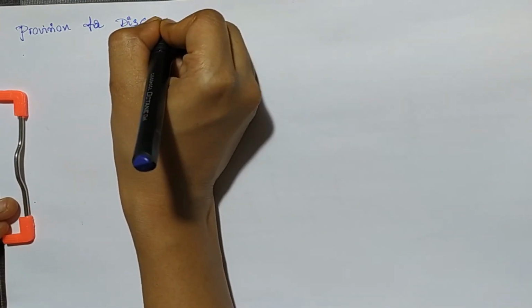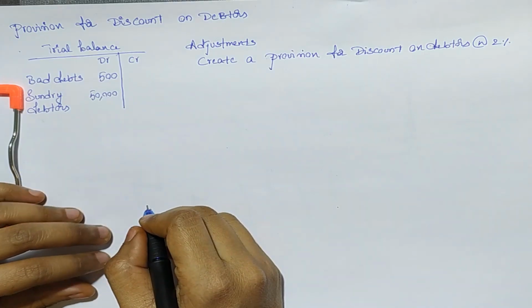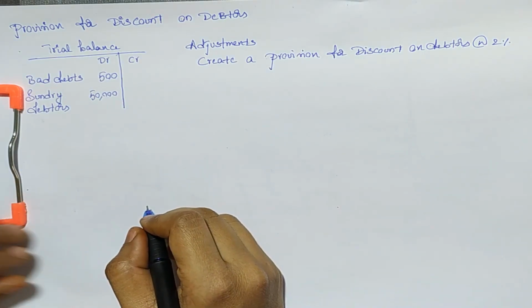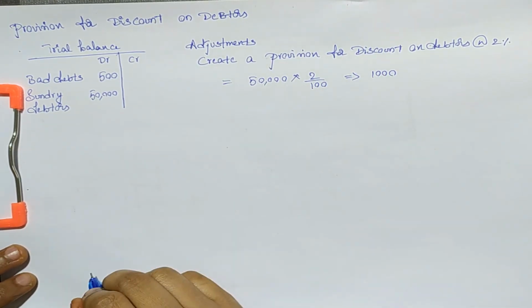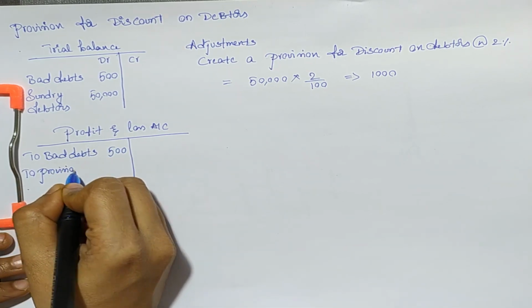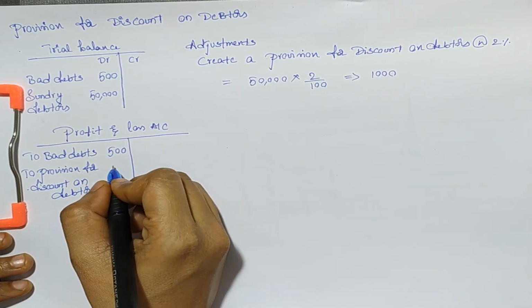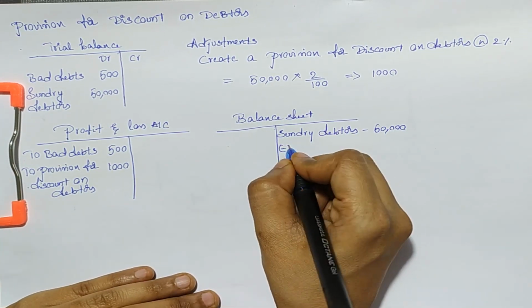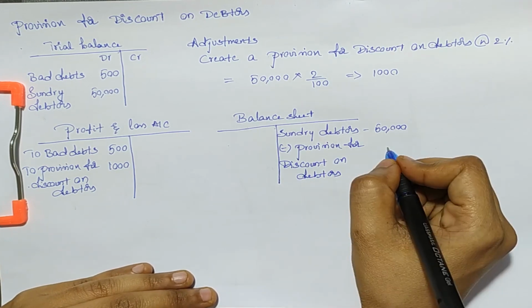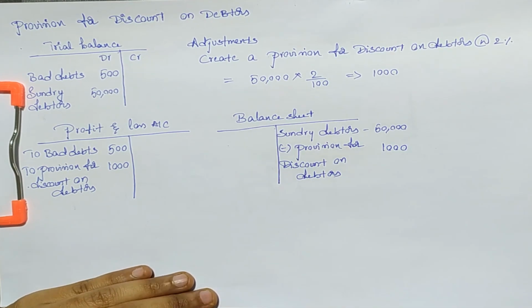Next adjustment is provision for discount on debtors. In the trial balance, we have bad debts and sundry debtors. In the adjustments, they are asking us to create provision for discount on debtors at 2%. Sundry debtors amount is 50,000 and 2% on 50,000 comes to 1,000. We will mention bad debts and provision for discount on debtors amount on the debit side of the profit and loss account, and we will deduct this provision for discount on debtors amount from the sundry debtors amount on the asset side of the balance sheet.